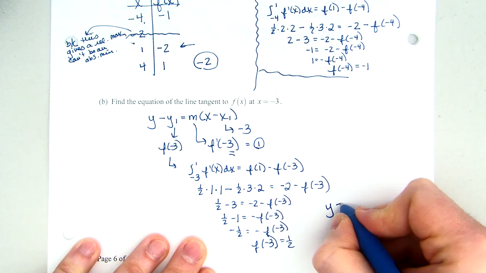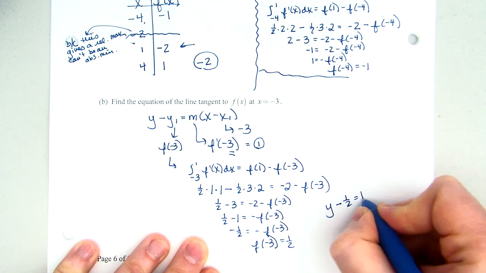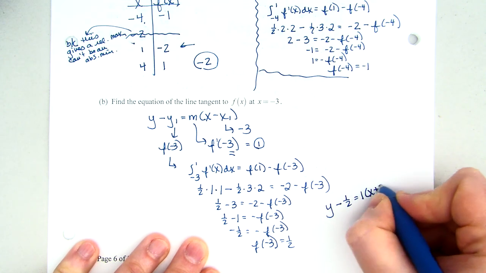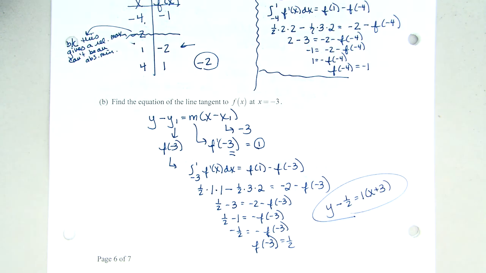Wonderful. We're going to get y minus a half equals 1 times x minus negative 3, or x plus 3. And that's your tangent line. Let me pause this so you can get anything copied down you need to.